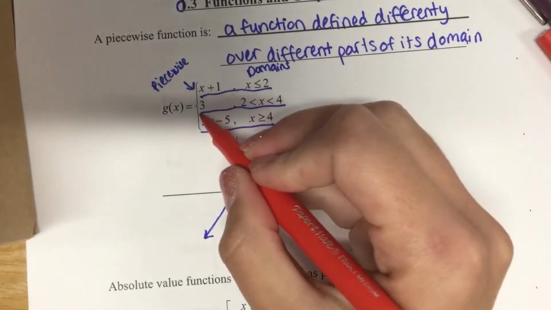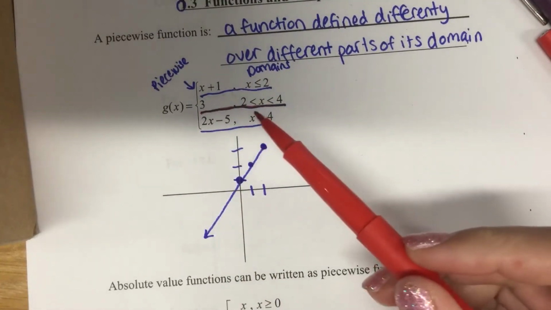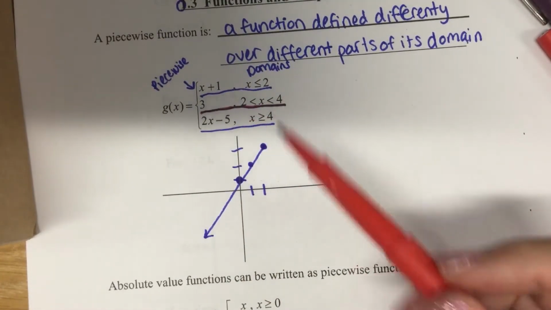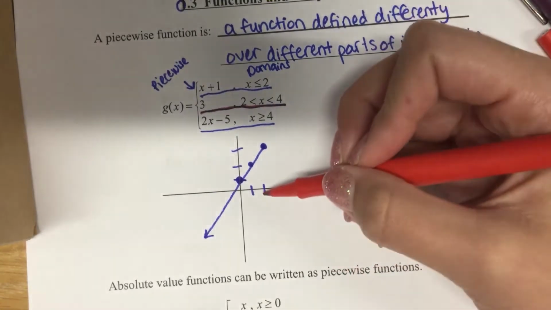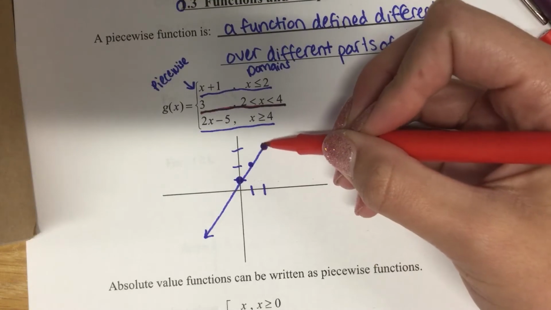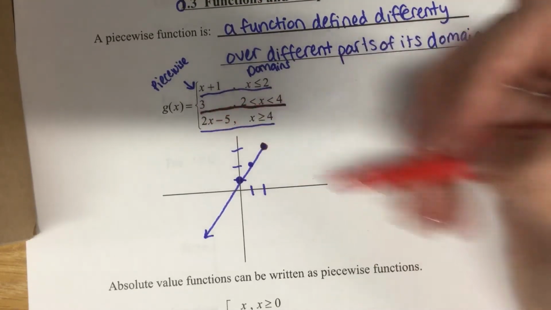My next line, I should have underlined this red, is going to be between 2 and 4. Do you see how it does not equal 2 and it does not equal 4? That means it's going to be an open circle at 2 and an open circle at 4. Well, when we get here, we would have this open circle at 2. The graph says that it's at 3. That's just y equals 3 for the whole thing.